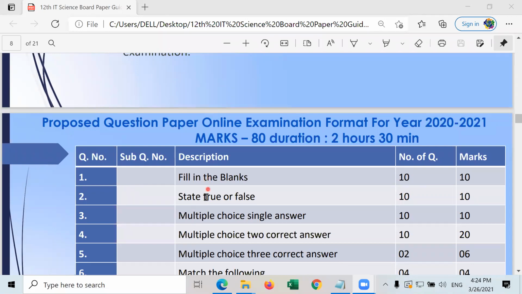Okay. Then moving to the next question, that is question number 2. Question number 2 is state true or false. You have to read the statement very carefully, and you have to write. You have to not write, you have to type whether that statement is true or false. For example, they may ask you a question like HTML stands for hypertext markup language.